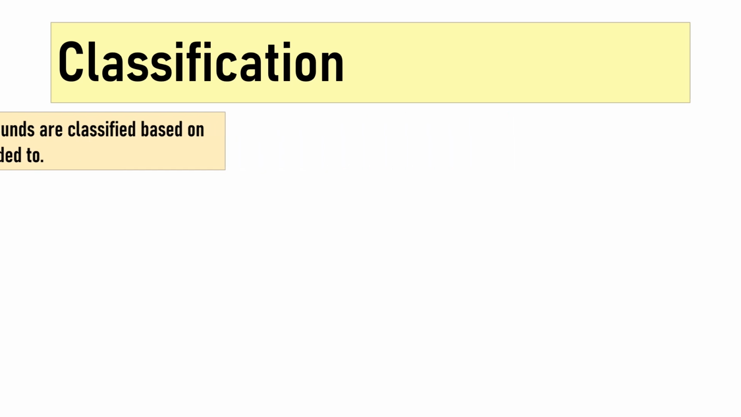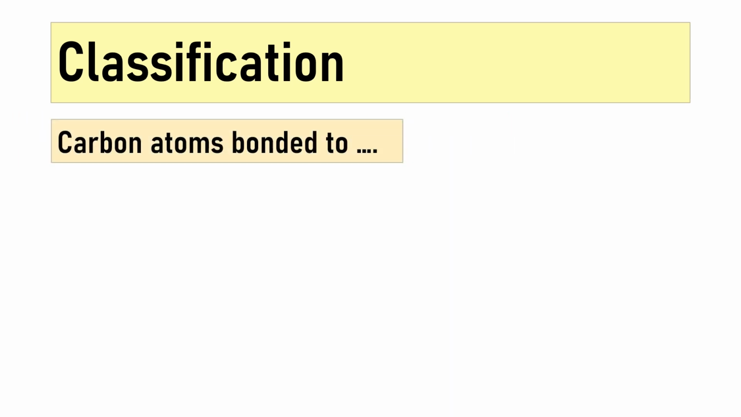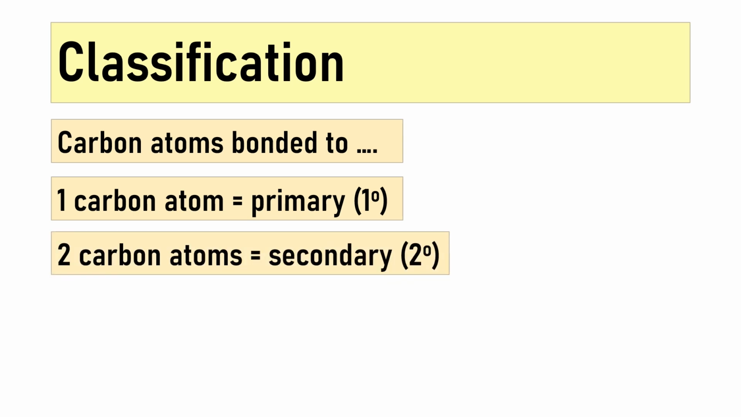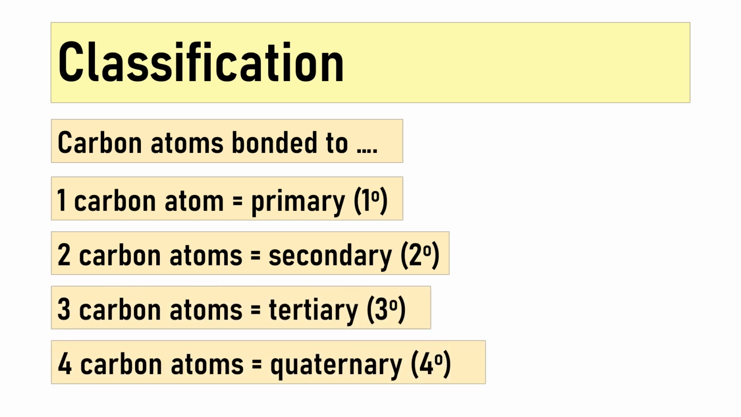For example, carbon atoms bonded to one carbon atom are called primary carbons, while carbon atoms bonded to two carbon atoms are called secondary carbons. Carbon atoms bonded to three and four carbon atoms are called tertiary and quaternary, respectively.